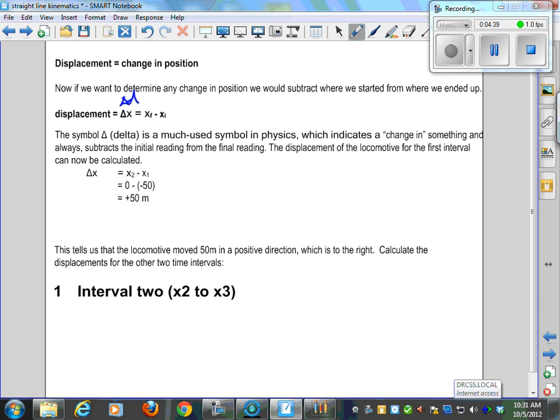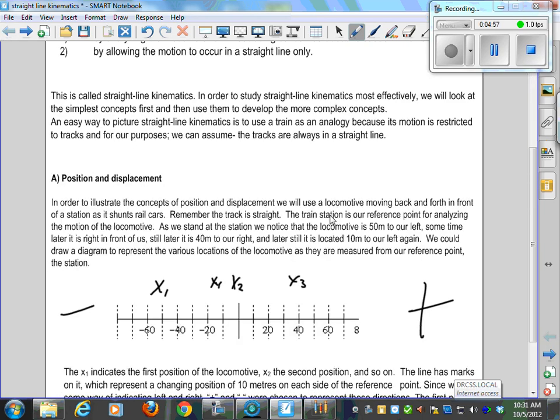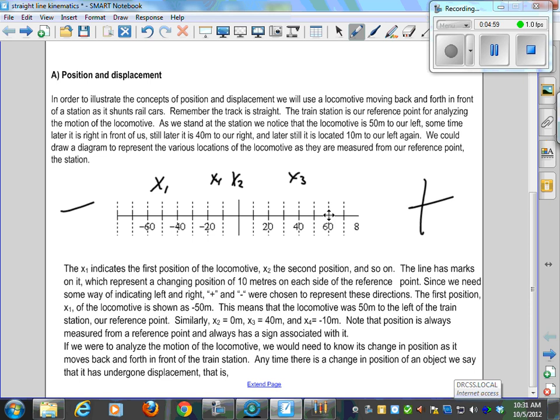The displacement of the locomotive for the first interval can now be calculated. So my x2 position is 0. I subtract my initial position, which was minus 50. I get 0 minus minus 50, and I get plus 50. And if you go back to the picture, you can see that x1 to x2 is a plus 50. 50 to the right. It's pretty simple, really, isn't it?